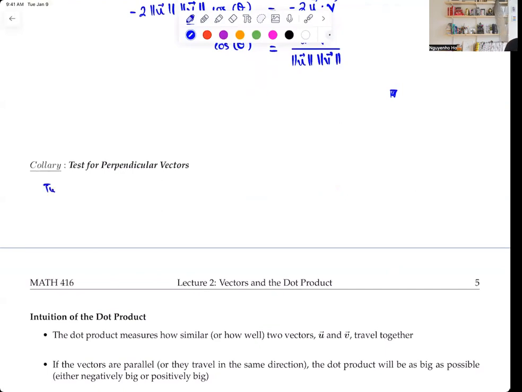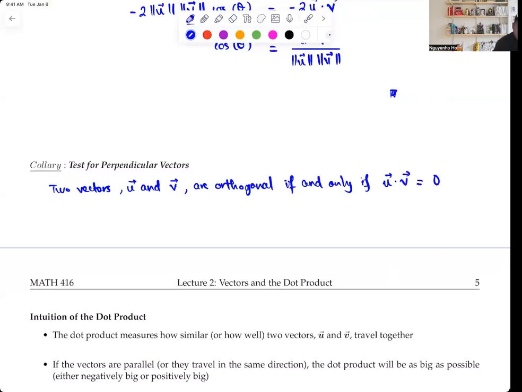So two vectors u and v are orthogonal if and only if u dot with v is equal to 0.